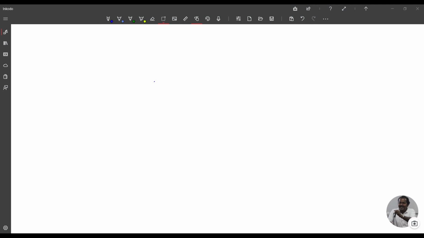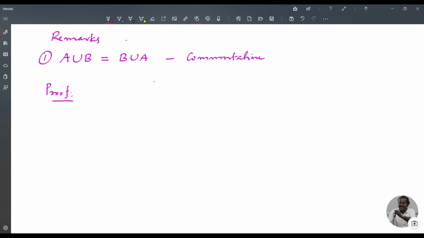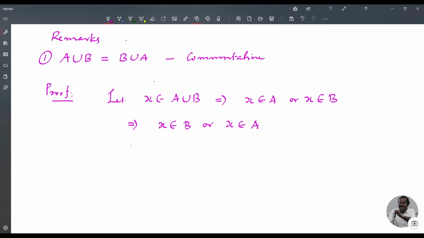Now we discuss some remarks. 1. A union B equal to B union A. You know this property is known as commutative property. You can prove this. Let x belongs to A union B. So this implies x belongs to A or x belongs to B. So this implies x belongs to B or x belongs to A. So this implies x belongs to B union A.